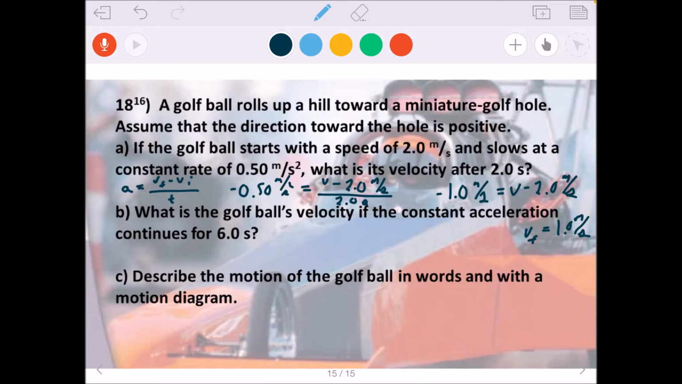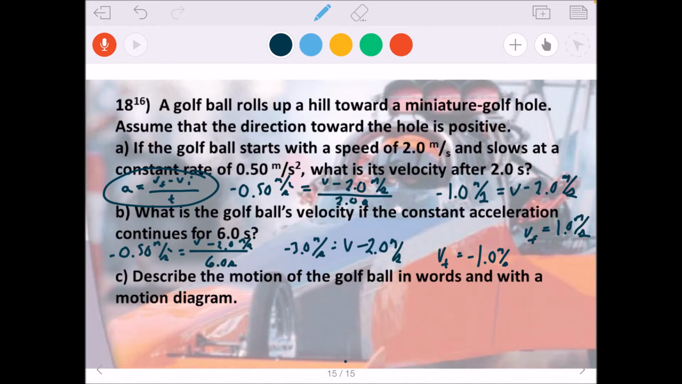What is the golf ball's velocity if the constant acceleration continues for 6 seconds? Alright, so once again, we'll start off with our formula. I'll go ahead and substitute in the values that we know. So I have a negative 0.50 meters per second squared. That is equal to my final velocity minus my initial velocity over my time of 6 seconds. I'm going to multiply both sides by 6 seconds. That gives me a negative 3.0 meters per second equal to my velocity minus 2.0 meters per second. If I add 2 meters per second, I get my final velocity in this scenario as being a negative 1.0 meters per second, which means the ball is moving back toward the direction from which it came.